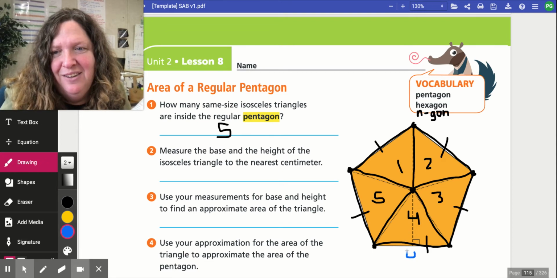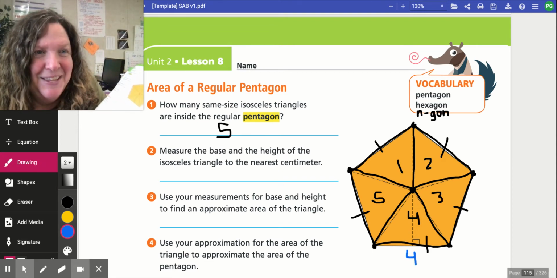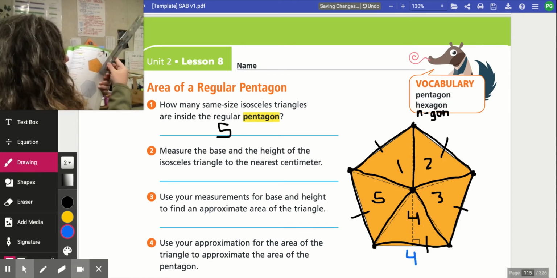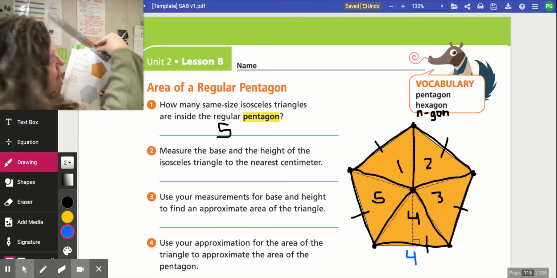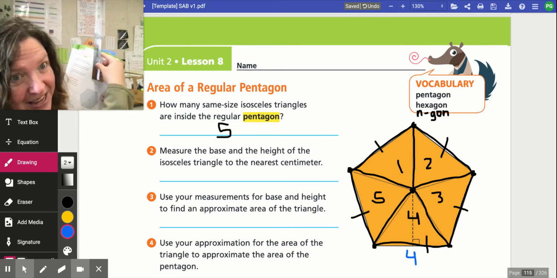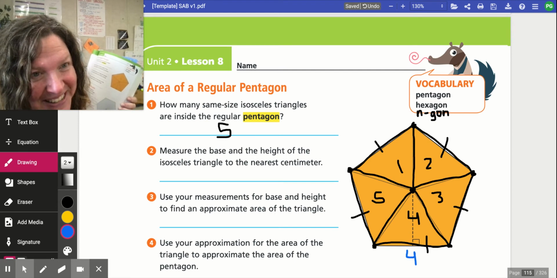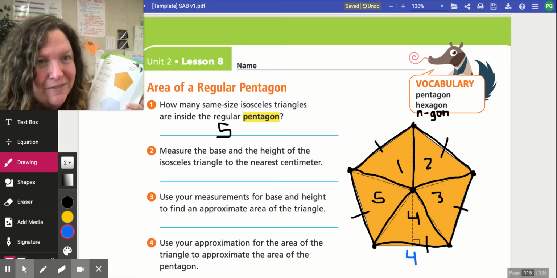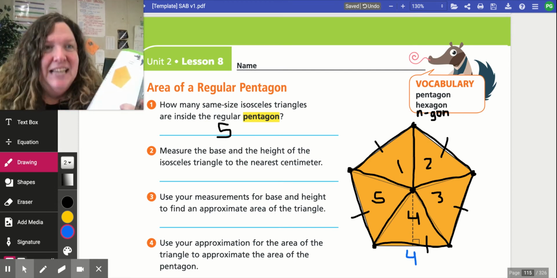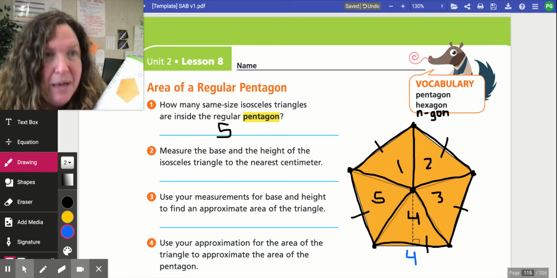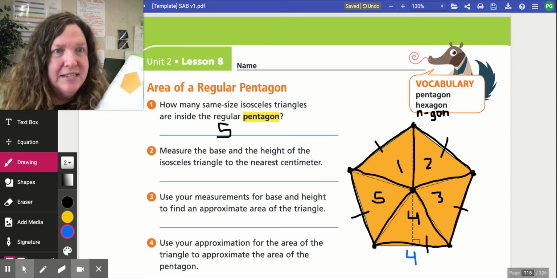Now, how many times do I have to measure the base? Do I have to go and measure this one and this one and that one and that one? Do I have to measure all those? No, because the definition of a regular n-gon, in this case, a regular pentagon, is that all of the sides are the same.